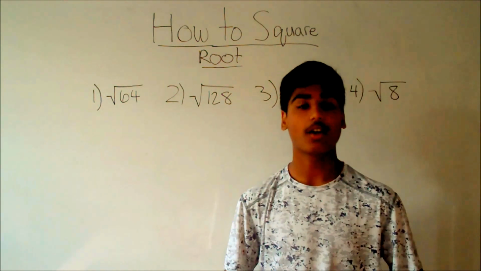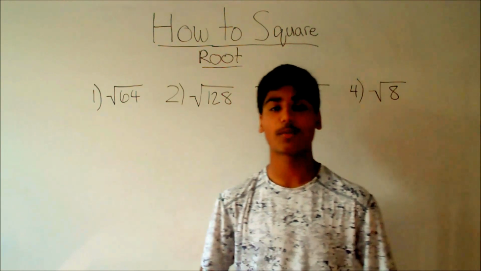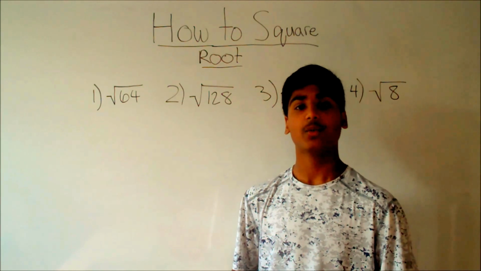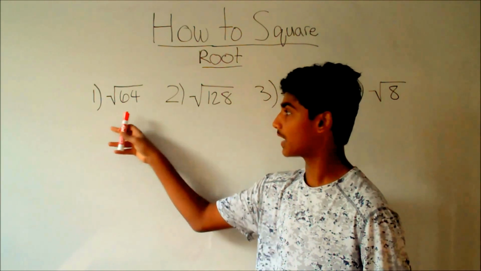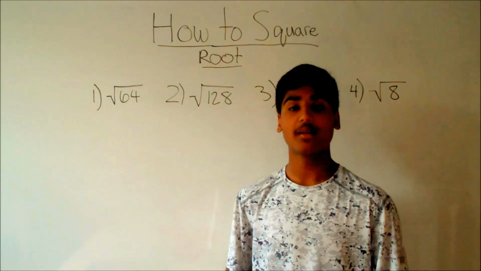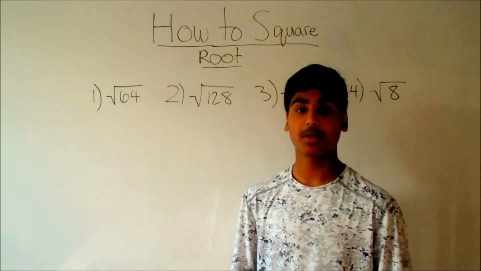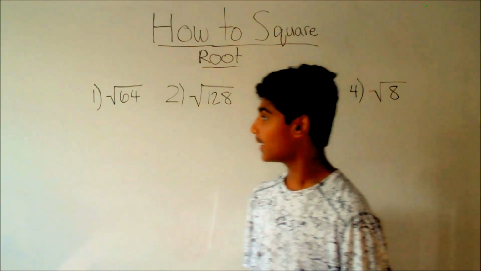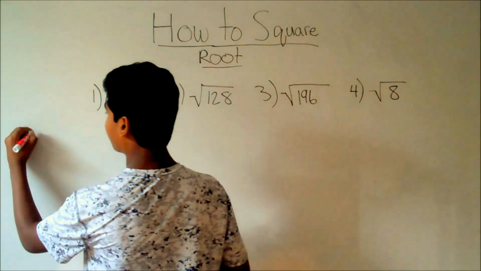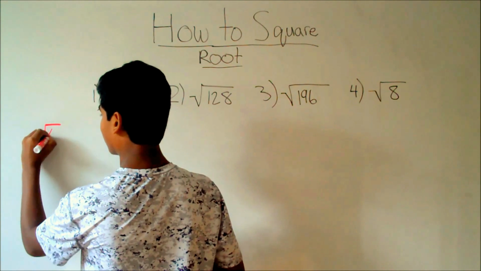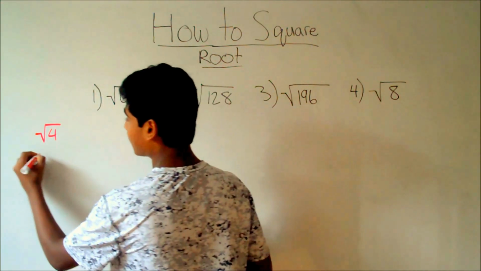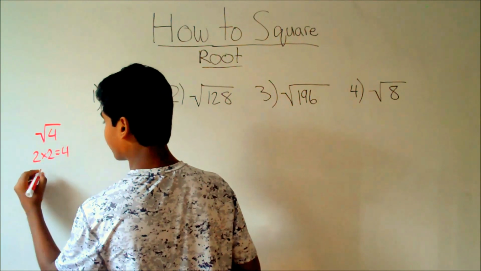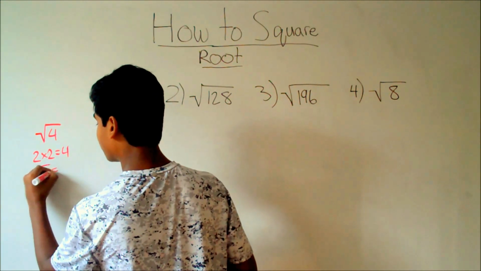Now before we get started on solving these four problems, what is a square root? A square root is a number inside the root where, when you multiply a number times the same number, it equals the number inside the root. For example, if we want to find the square root of 4, well, if we multiply 2 times 2, it equals 4. So the square root of 4 equals 2.